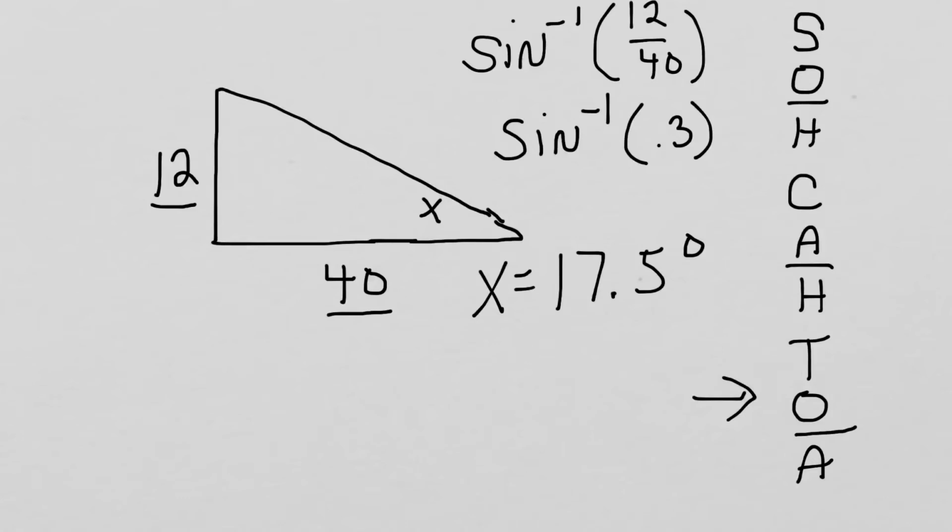So again, all I did was come up with my ratio, 12 over 40. I decided it was going to be sine, so I used the arc sine and just entered it in the calculator. Try this a few times. Make sure you don't just watch this video. Make sure you get your phone out and try this.